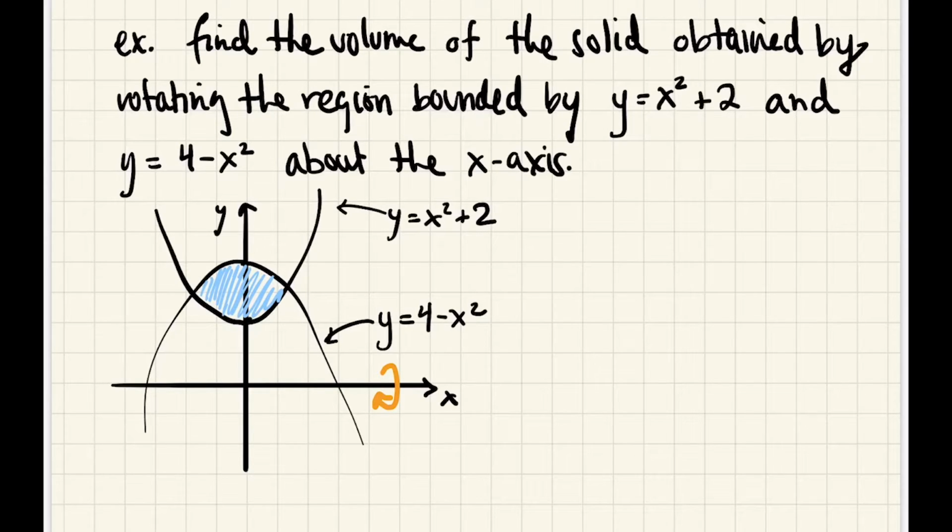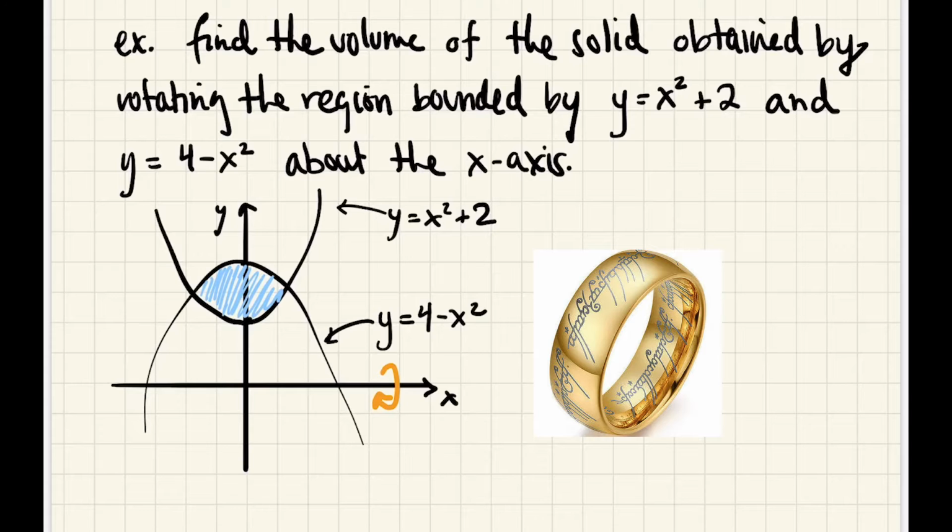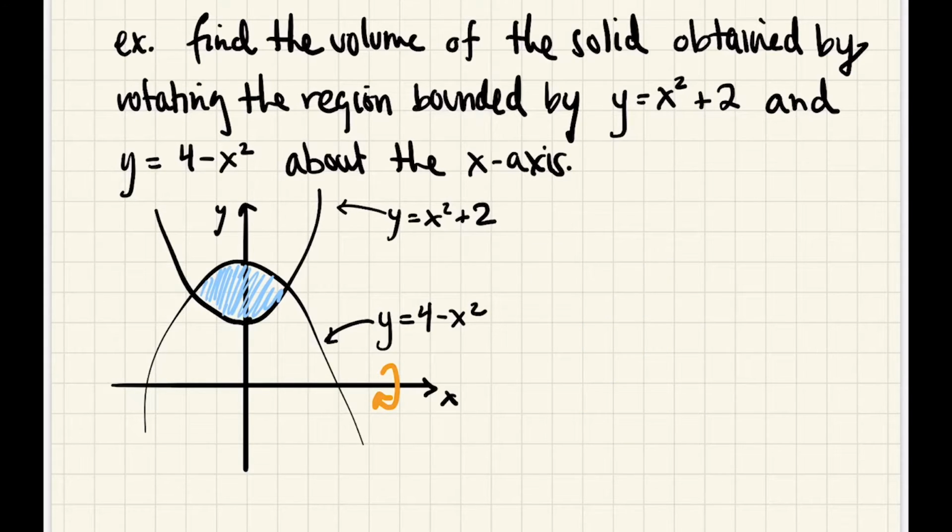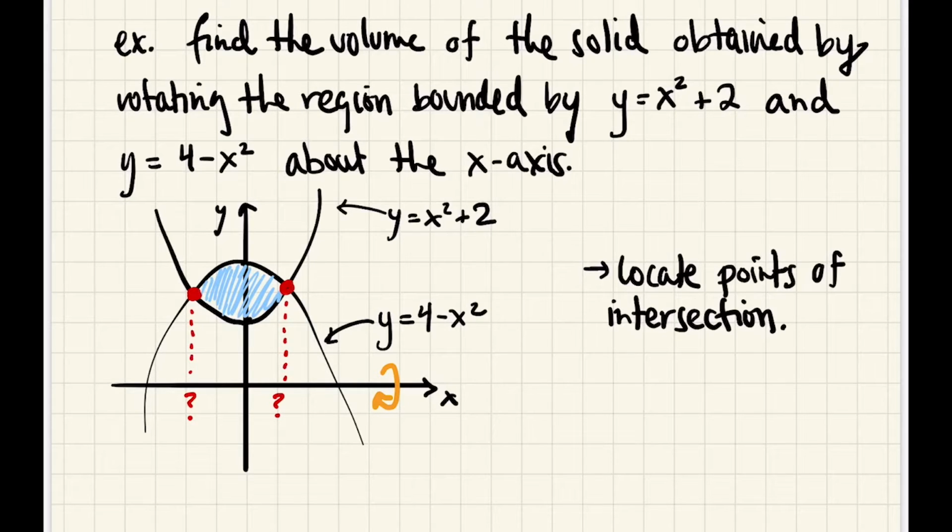So you can try to imagine the solid that would emerge by completing this rotation. And we want to find the volume of that solid. So as we would if this were an area problem, probably the first thing we should do is try to locate these points of intersection. And we'll do that by equating the two curves. x squared plus 2 is equal to 4 minus x squared.